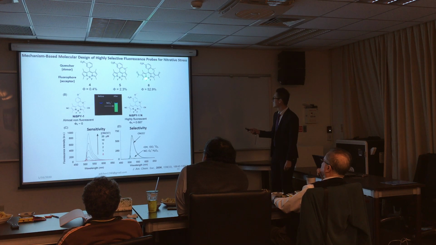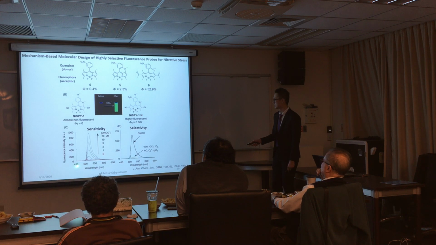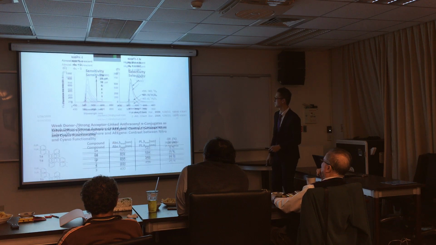And adding 2 additional electron withdrawing groups further increases the quantum yield to 52%. They also did the sensitivity test: when there is no nitration species, the quantum yield is really low, and with more and more concentration, the fluorescence intensity increases. They also did a selectivity test, and it had a good response toward the species that they want to test, and low response to others.